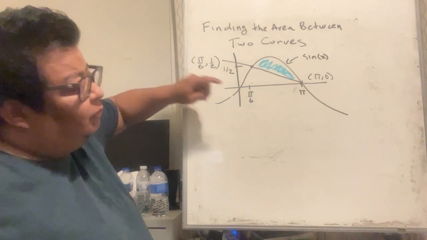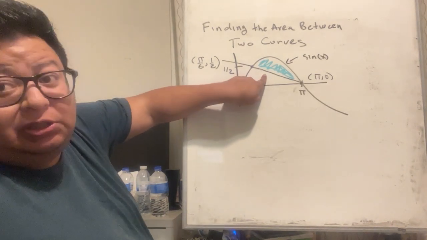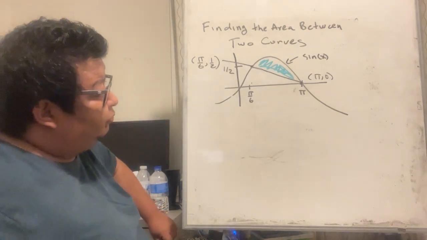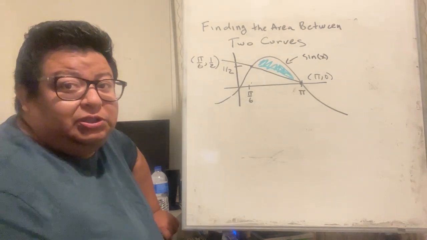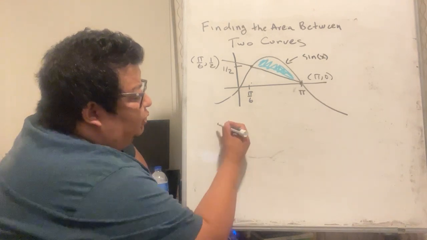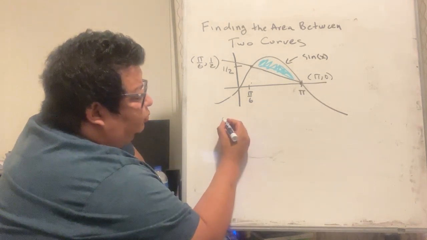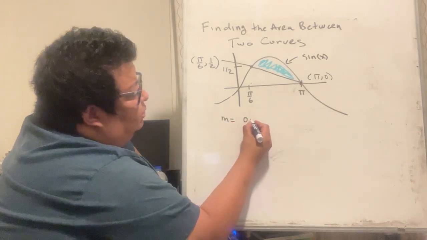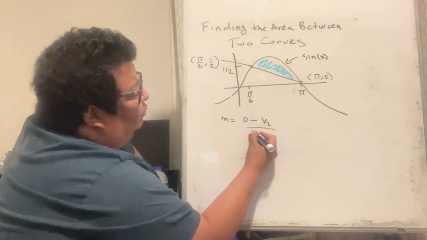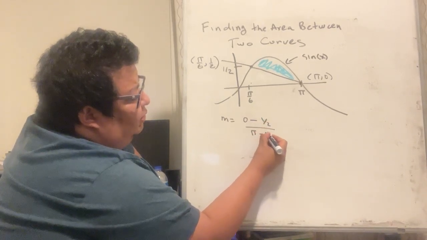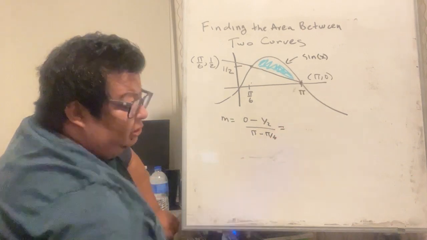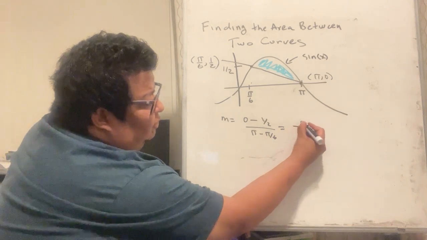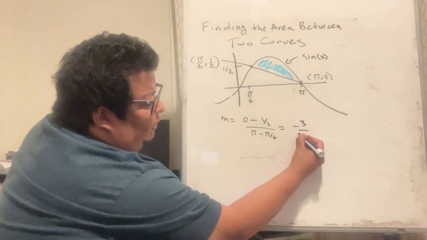To find the area, of course, we need to find the function for this line segment. The way we're going to do it is by using an algebra technique. First we find the slope of the line. The slope is going to be (0 minus 1/2) over (pi minus pi over 6), and if you do the calculation, that equals negative 3 over 5 pi.